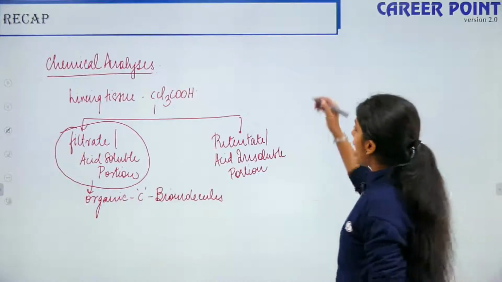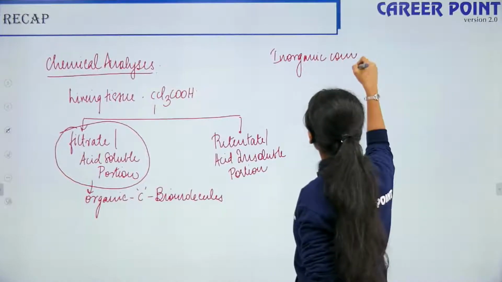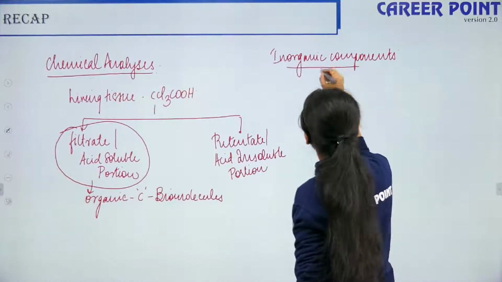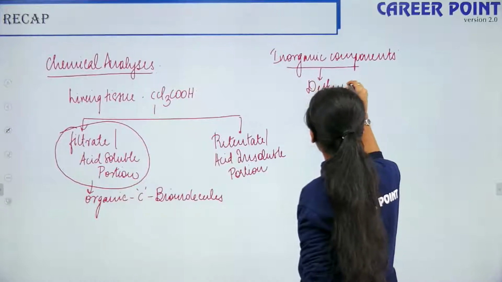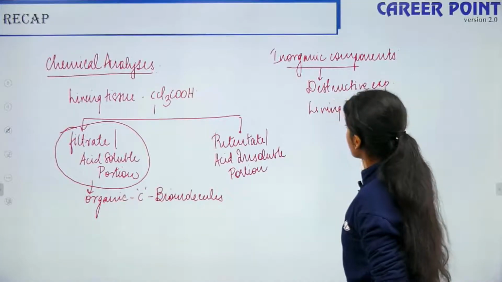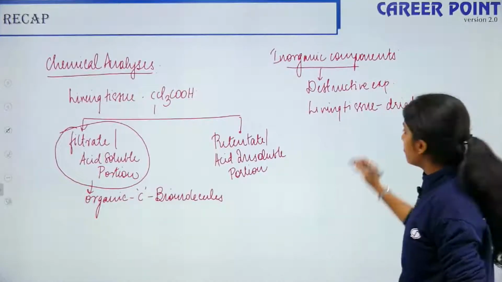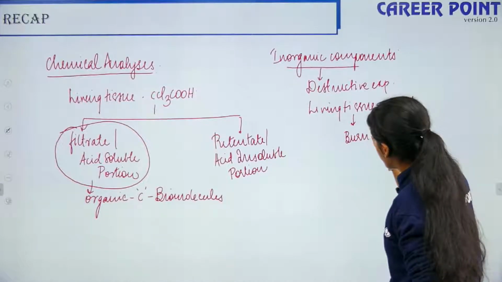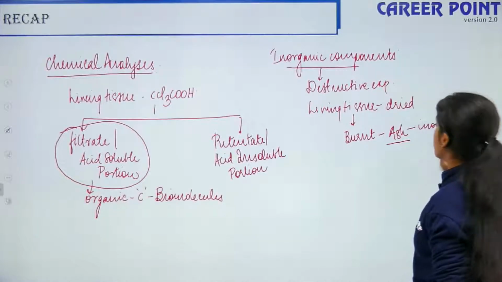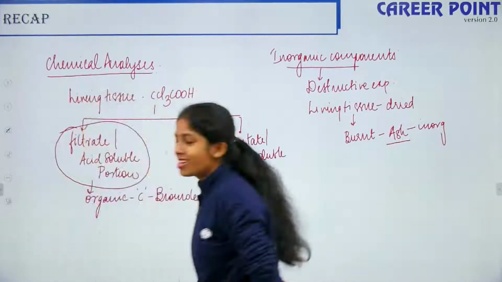Before that, how did you find about the inorganic components? About the inorganic components, we did a destructive experiment, where you took a living tissue and you dried it, right? And then you burnt the living tissue. Whatever remained is your ash. So this consisted of the inorganic portion, right? So these were the two experiments. So what did the biomolecule portion of your living tissue contain?